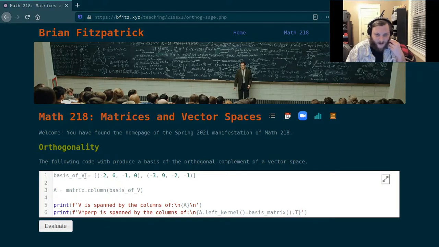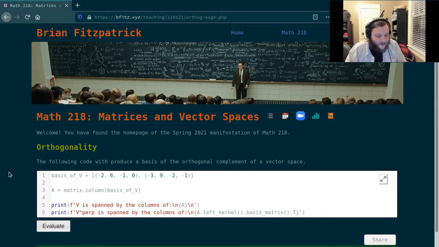of some space we're working with, maybe called V, so here I have a list of two vectors which give me a basis of V, the code here will put those vectors into the columns of a matrix. And let's say that somebody asked us for a basis of the orthogonal complement of V. Well, what we know we're looking for in that situation would be a basis of the left null space of that matrix. And this code just automatically does that.